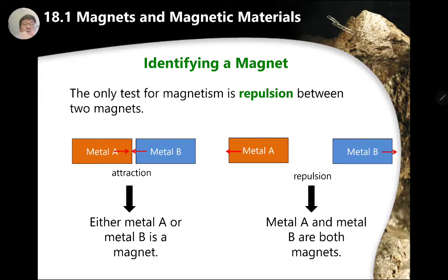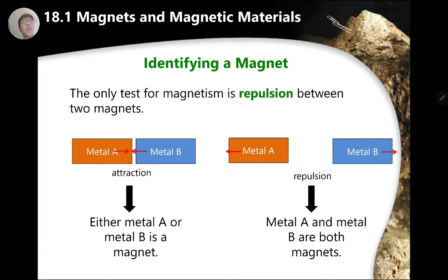The moment they repelled each other, you knew for sure that both of them must be magnets, because a magnetic material will be attracted to both poles, no matter which side of the magnet you give. This side or this side, the magnetic material is always attracted to it, right? Okay, so this is a basic concept which is tested every now and then.